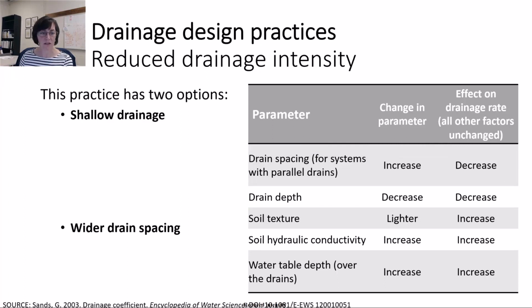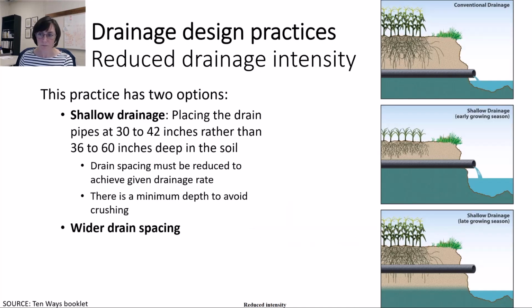Let's take each of these two individually, starting with the practice of shallow drainage. Shallow drainage generally means placing the drain pipes at about 30 to 42 inches deep in the soil rather than the more traditional 36 to 60 inches deep in the soil. And those illustrations on the right show conventional drainage versus, in the bottom two, shallow drainage during different parts of the growing season.